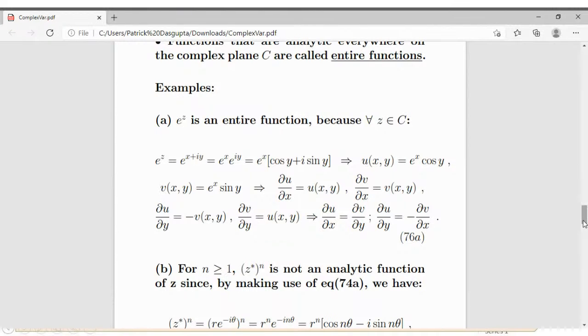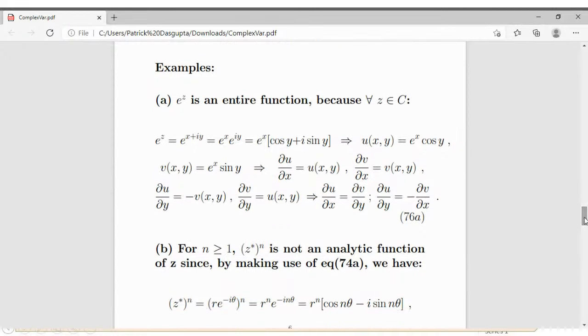So del u by del y is minus del v by del x. So Cauchy-Riemann conditions are satisfied for all values of x, y, and hence e raised to power z is an entire function. Consider another example.